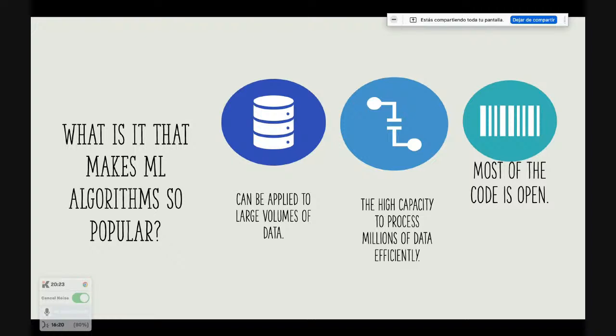In fact, this is where machine learning's strength relies, by optimizing processes and reducing computational requirements compared to traditional methods. And finally, and the most important today, most of the code is open, which facilitates its use and adaptation to the needs of researchers around the world in several areas.